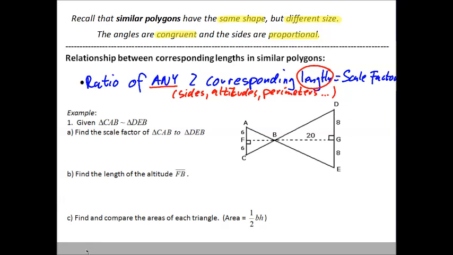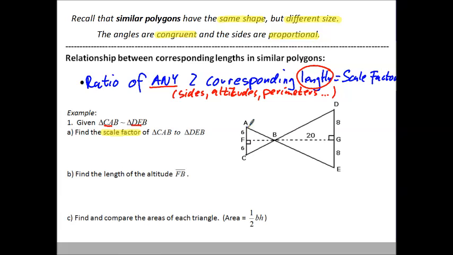And here goes our example. Given is that triangle CAB is similar to triangle DEB. First, we have to find the scale factor of triangle CAB to triangle DEB. In order to do that, we need to take 2 corresponding sides and compare them. Well, if we start here at the beginning, we get that side CA is corresponding to side DE.